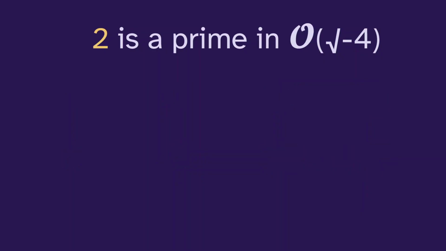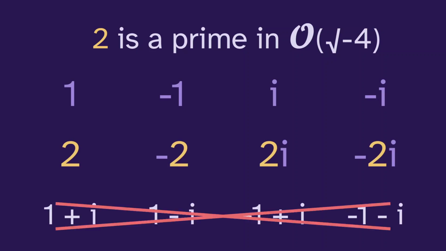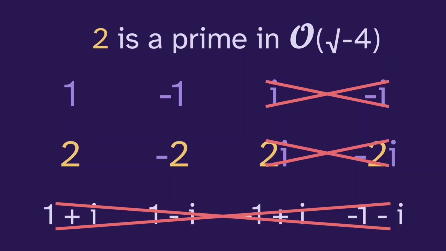2 is also a prime in O root negative 4. It wasn't a Gaussian prime, but it becomes a prime. These were all of its factors. It had 4 extra. But we notice those 4 at the bottom all have odd imaginary coefficients, so they're not in O root negative 4. We also lose i and negative i, and therefore 2i and negative 2i are not associates of 2. So 2 has just the minimum 4 divisors, and it's prime.